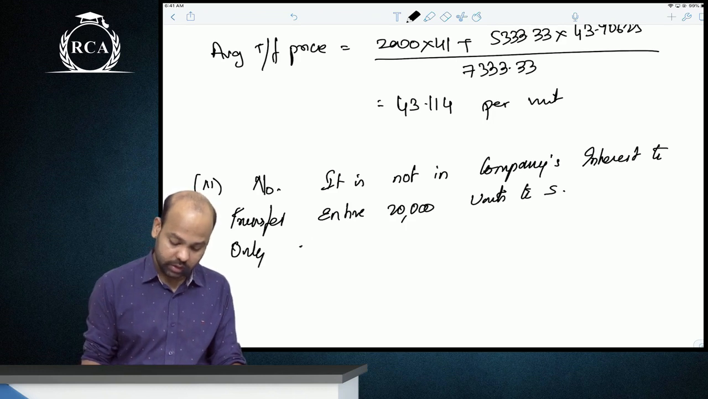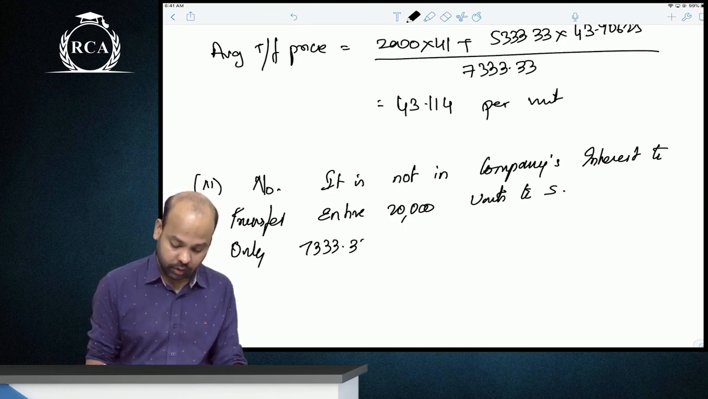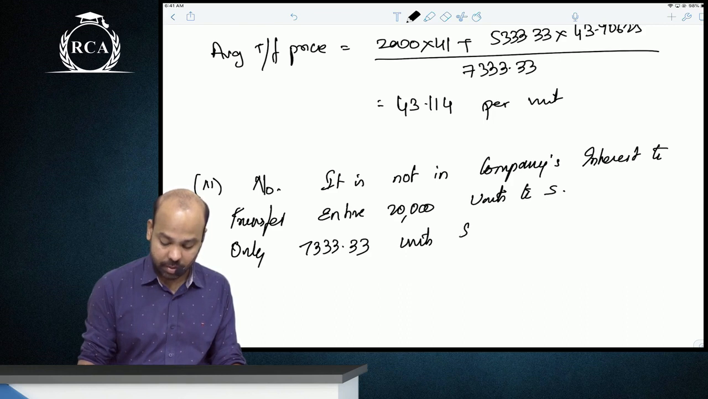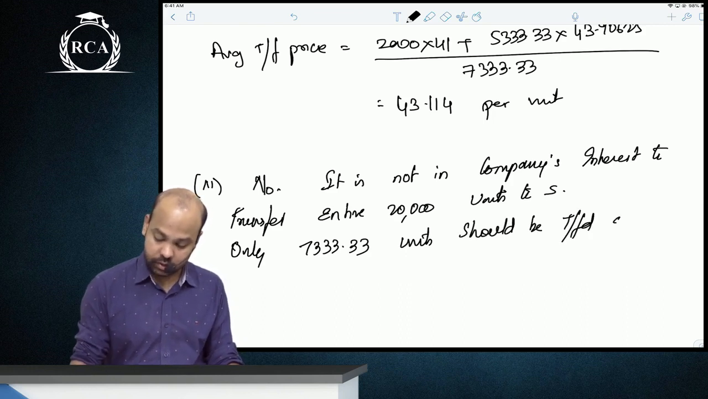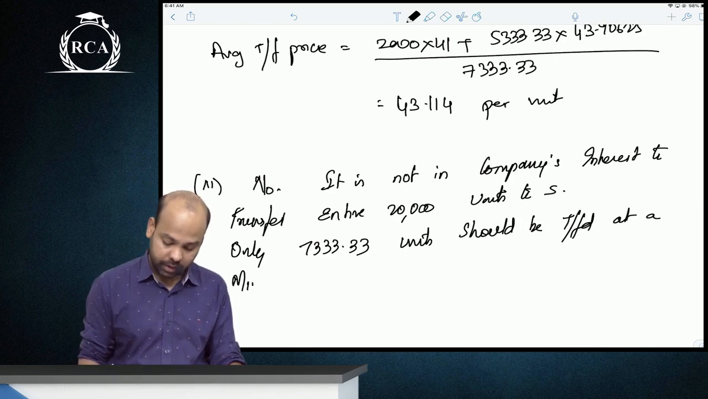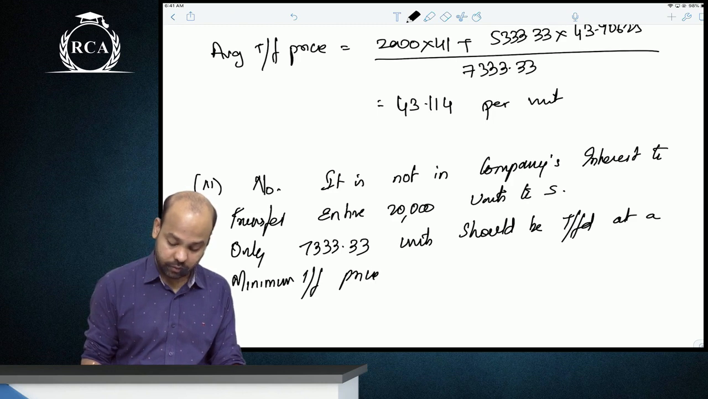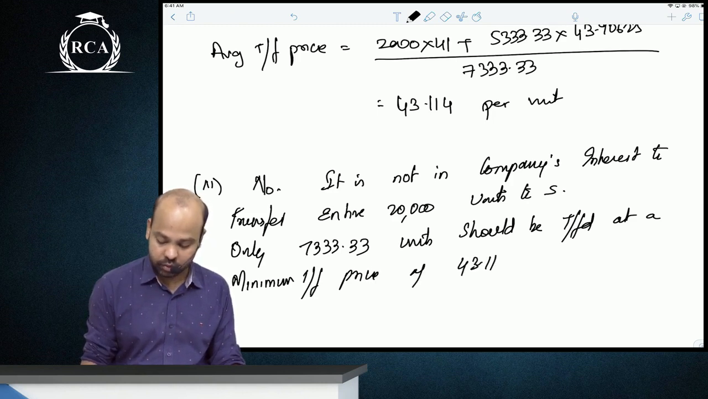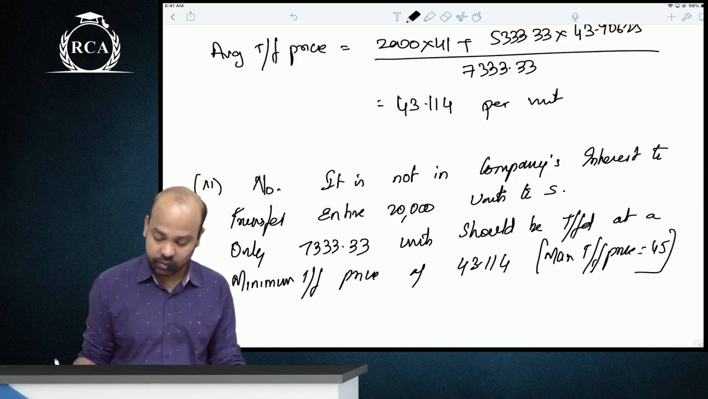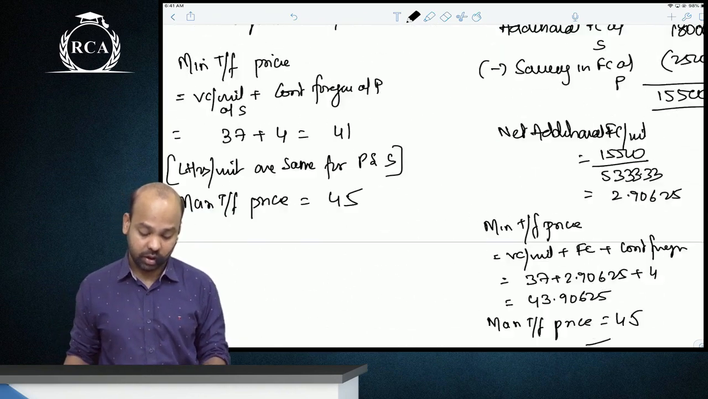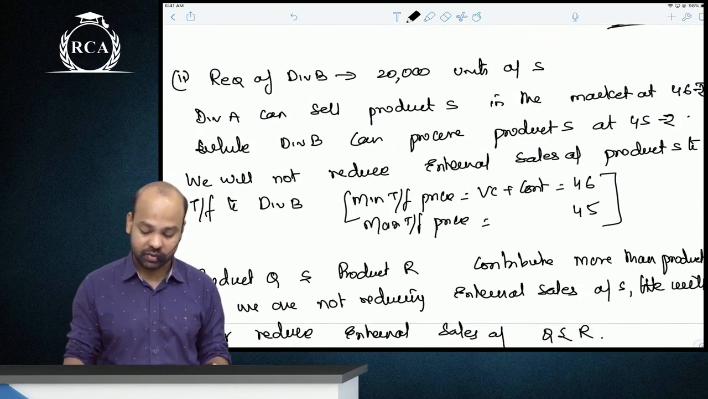Only 7,333.33 units should be transferred at a minimum transfer price of 43.114. Do not forget, the maximum transfer price would be 45. Let them negotiate between these two ranges. But for the purpose of decision making, guys, this is what you'll have to write. I hope everyone has understood this.